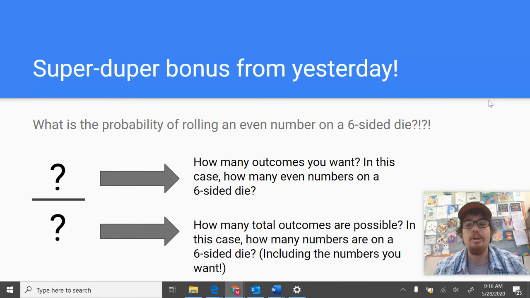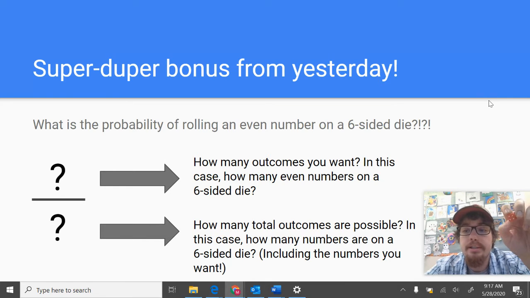This was the big problem that I left you with yesterday. It said, what is the probability of rolling an even number on a six-sided die? We talked a lot about rolling dice yesterday. Yesterday we did questions that said, what's the probability of rolling a 6, or what's the probability of rolling a 1? And we knew that was 1 out of 6, because you have one thing that you want, and there's 6 possible outcomes.